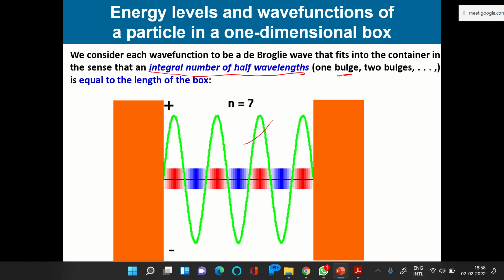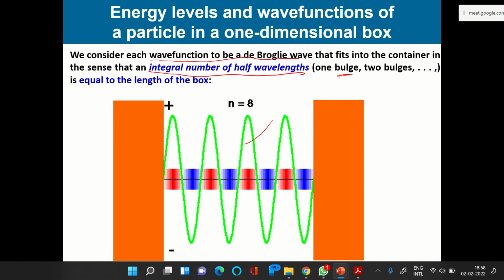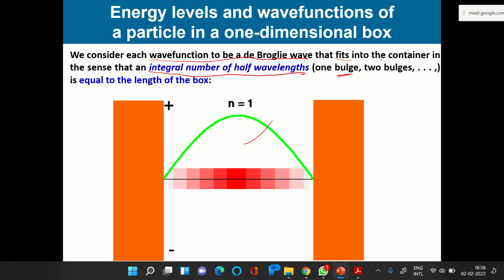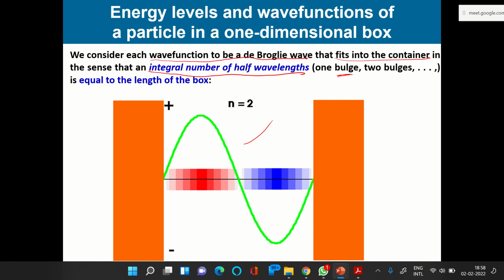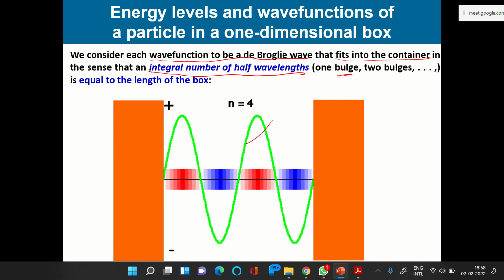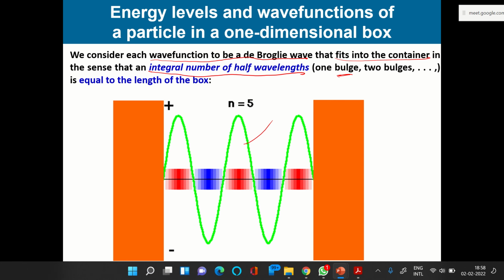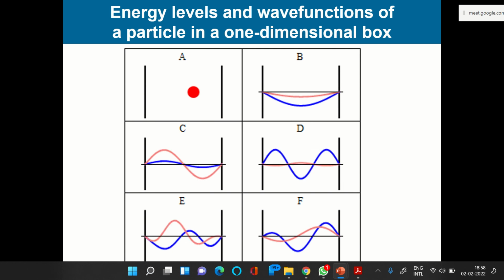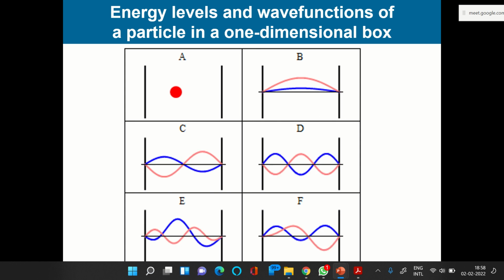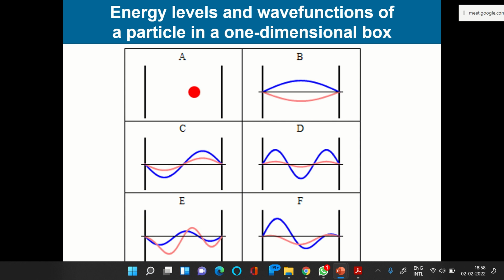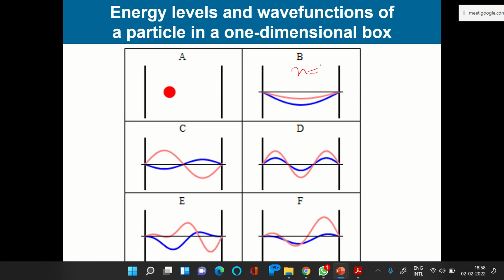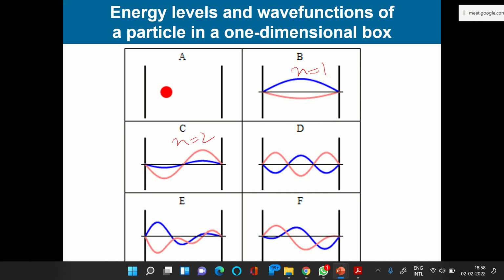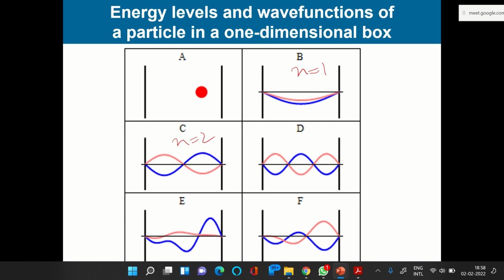So we consider each wave function to be a de Broglie wave, and this wave must fit the container. So to fit the container, they must be integer multiples of half wavelengths. So if you put these conditions, then you can arrive at all these features. So this is the same thing being represented through this. So this is n is equal to 1, n is equal to 2, 3, 4, and so on.